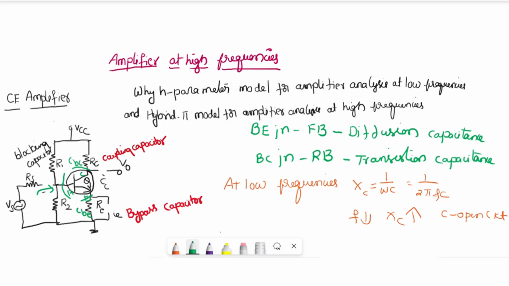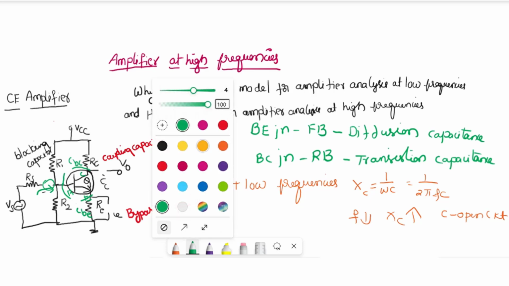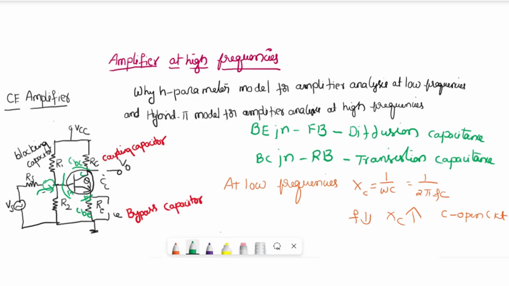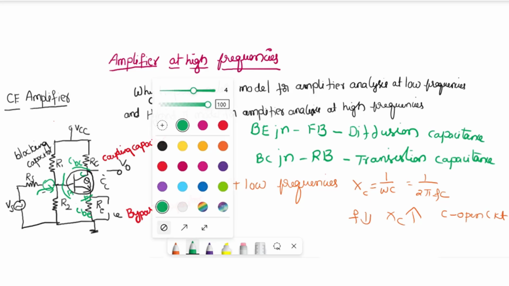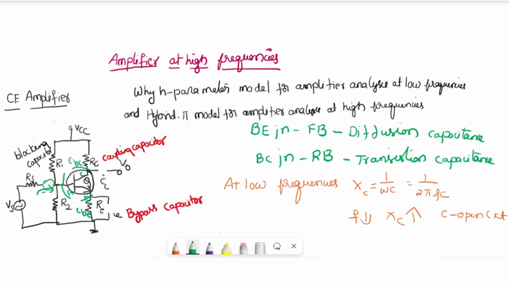So as the blocking capacitor, which is connecting the source and the base, is open circuited, see, Vs has to go like this, but as the capacitor is open circuited, Vs didn't connect to the transistor. Means for the transistor amplifier circuit, there is no input signal. No input signal means the output becomes very less, and in some cases it is 0 also.